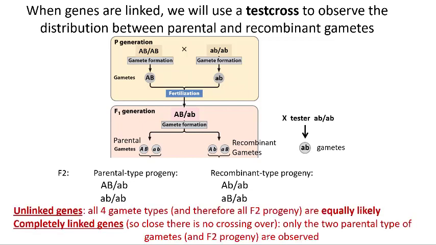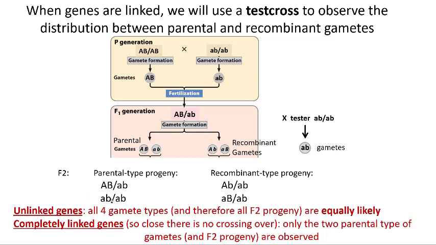So to summarize this part, we're going to be looking at these different cases. We've looked in the past at unlinked genes, and for unlinked genes, we would expect all four types of gametes to be equally likely. And therefore, if we would do a test cross, we would find that each of those four possible F2 progeny would be present in 1/4 each. If you had completely linked genes, you would not get any recombinant progeny, and so all of the F2 progeny would be split between these two types of parental F2 progeny.